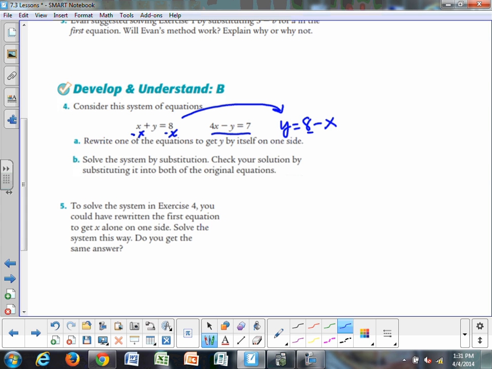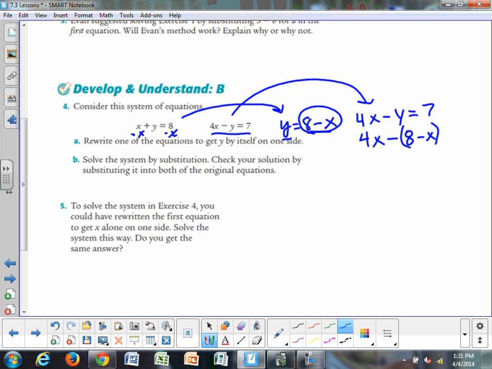Now I know that 8 minus x can replace y. So I'm going to use the second equation here. And instead of 4x minus y equals 7, I'm going to do 4x minus what y is equal to right here, 8 minus x. Be careful with that one because we're subtracting a quantity here. Now when I subtract the quantity 8 minus x, I'm going to get 4x minus 8. And then when I subtract a minus x, that's going to be the same as plus x equals 7.